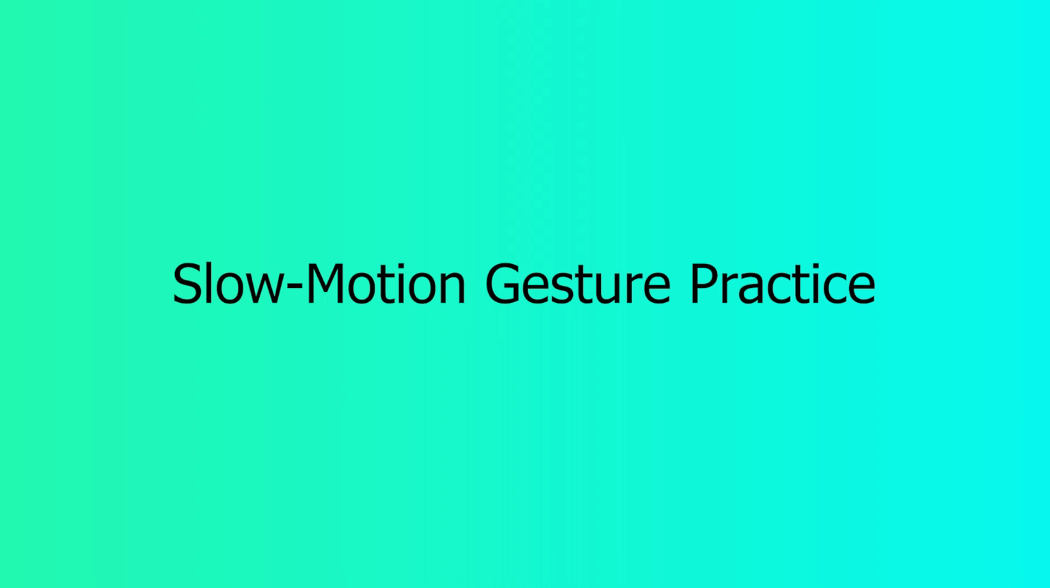Slow motion gesture. Refine the fluidity and precision of your gestures. Choose a few key gestures for practice. Perform each gesture slowly, focusing on the movement's beginning, middle, and end. This slow motion practice helps improve your control over your gestures, making them more deliberate and impactful.